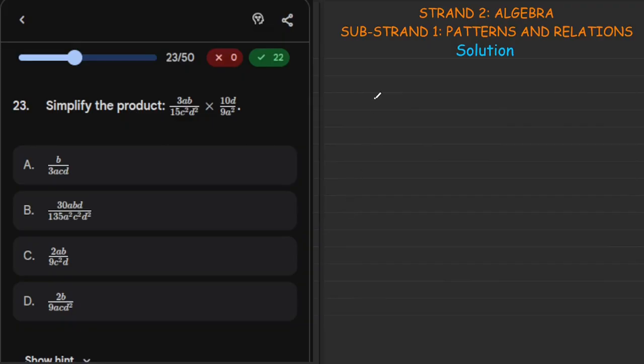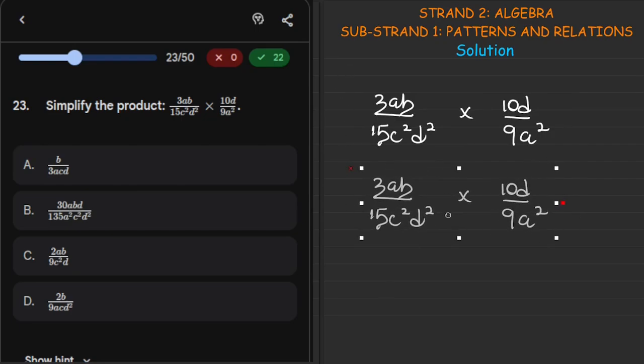It says 3ab all over 15c squared b squared times 10d over 9a squared. So with this type of question, we can simplify. Now our simplification is done by simply cancelling. You know, when we want to multiply fractions, we do what? We cancel out either vertically or diagonally. So with that, let's first work on the numbers.